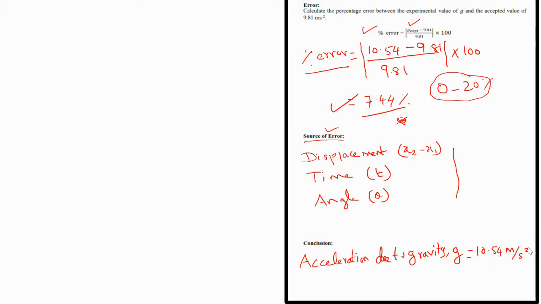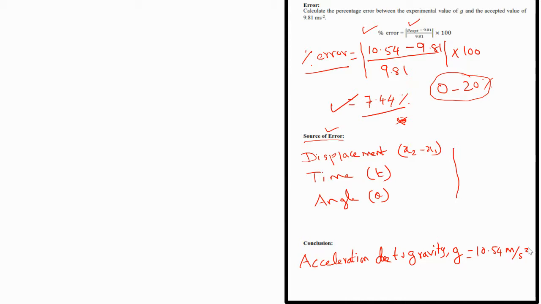Yes, brother. Is our answer right or wrong? Of course, because it is closer to 9.81. It is acceptable. So it's between 0 and 20%. Error percentage must be 0 to 20%, but your G value we will consider from 8.5 up to 11. Okay. Clear? For our case right now we got 10.54, so it is acceptable.